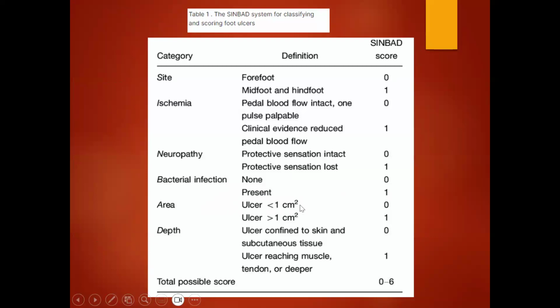If the area of the ulcer is less than 1 centimeter square, the score is 0. Ulcer more than 1 centimeter square, score is 1. Depth: ulcer confined to skin and subcutaneous tissue is 0, whereas if the ulcer is reaching the deeper muscle, tendon, or deeper, the score is 1. So total possible score is between 0 to 6. Of course, the higher the score, the worse the ulcer. So all these are components of the SINBAD system for classifying and scoring foot ulcers, but dryness is not a component of it.